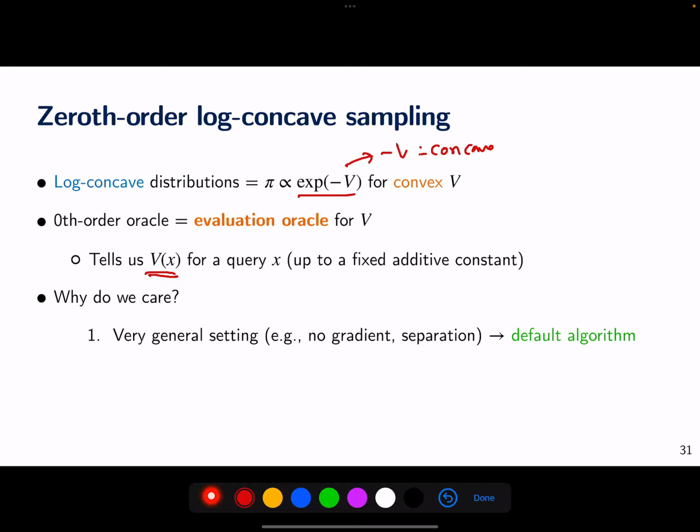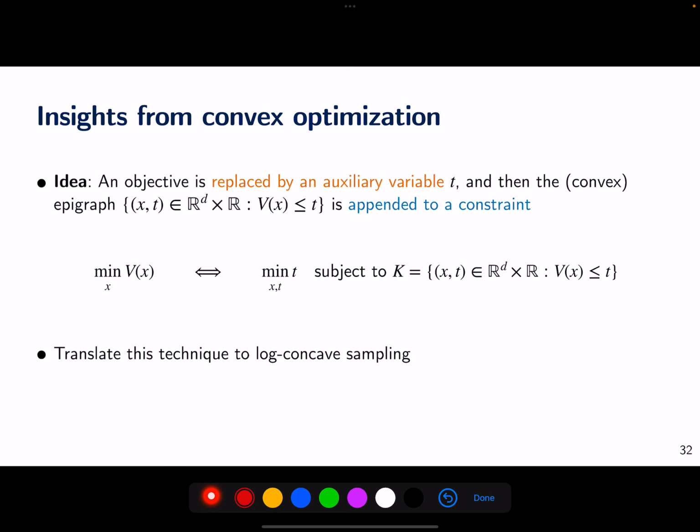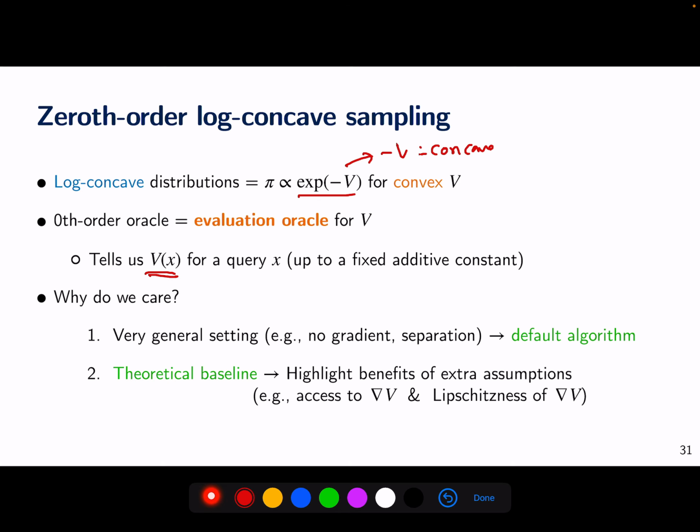And then you might be wondering why we care about this particular setting, zeroth-order log-concave sampling. The first reason is that this is a very general setting. It does not require a gradient or separation oracle, so you can use this algorithm as a default algorithm in a general setting. And theoretically, once we have a concrete understanding of the query complexity of zeroth-order log-concave sampling, we can treat it as a theoretical baseline, so that we can highlight the benefit of working with extra assumptions. Suppose you have access to the gradient of V or Lipschitzness of the gradient of V, how can you further improve the dimension dependence?